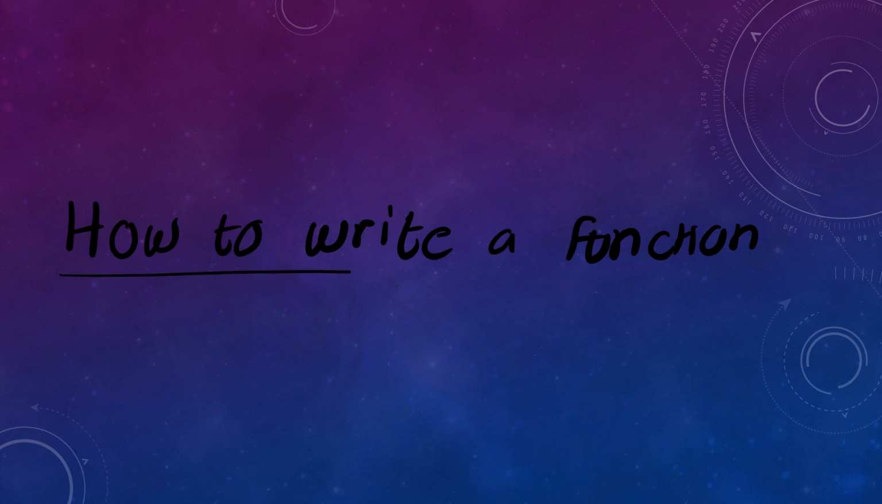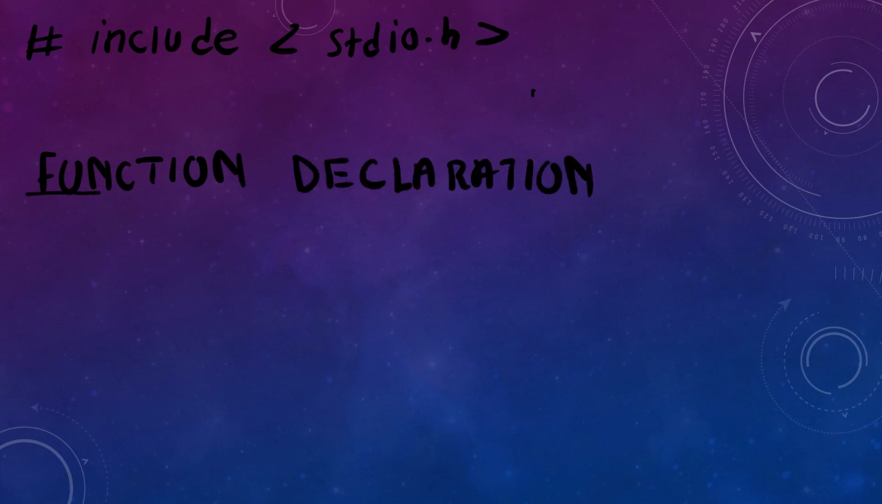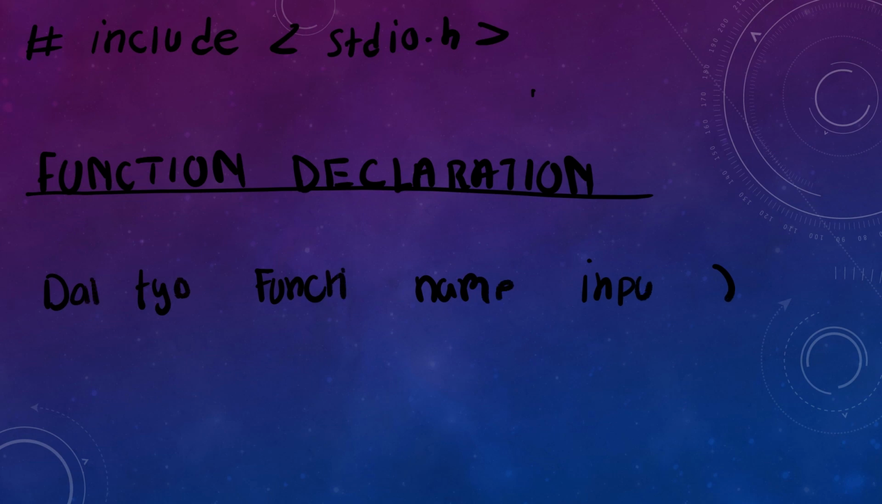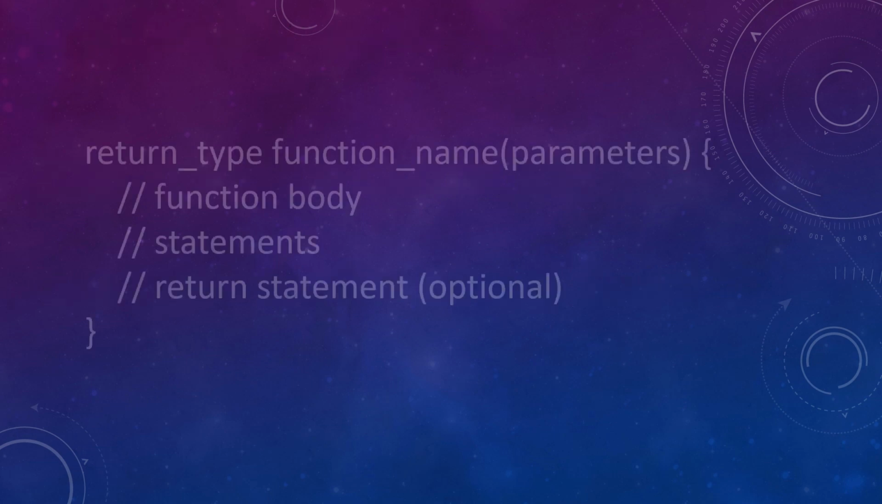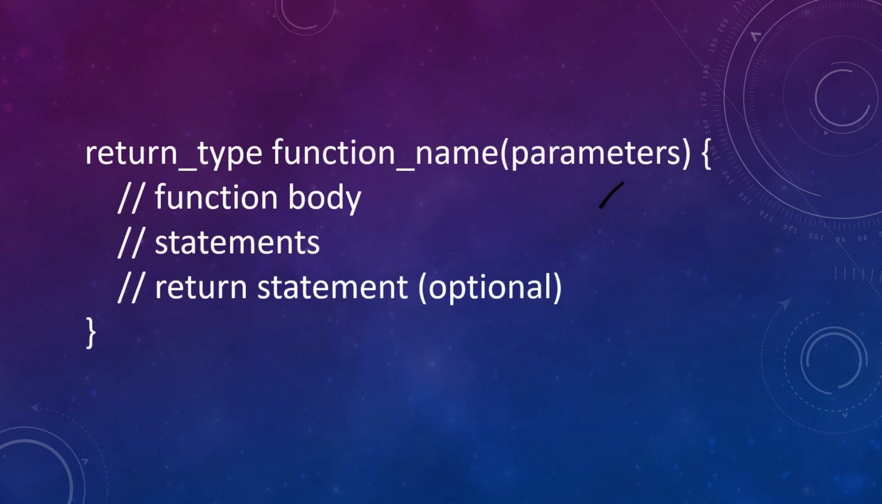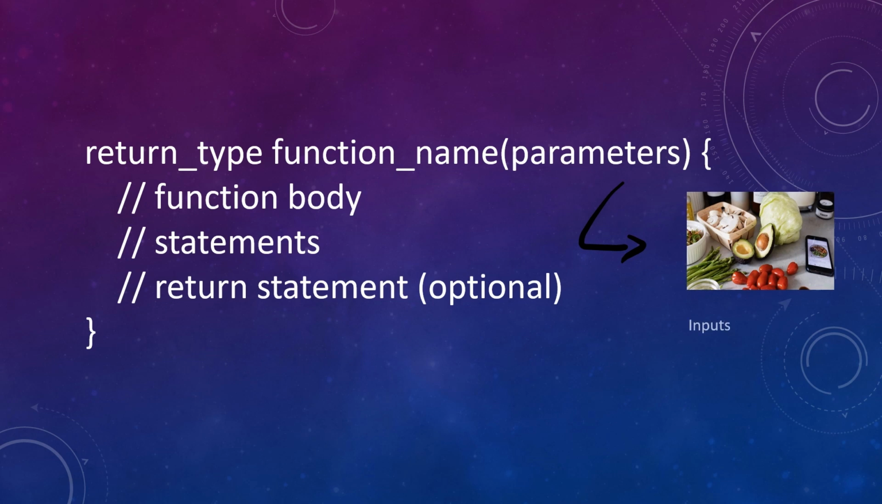How to write a function. Start with #include <stdio.h>. This line includes the standard input-output header file, which is necessary for using functions like printf and scanf. Followed by function declaration, which consists of data type or return type, function name, and inputs or parameters. Remember the sandwich example explained earlier, that parameters are like the ingredients needed to make a perfect sandwich.